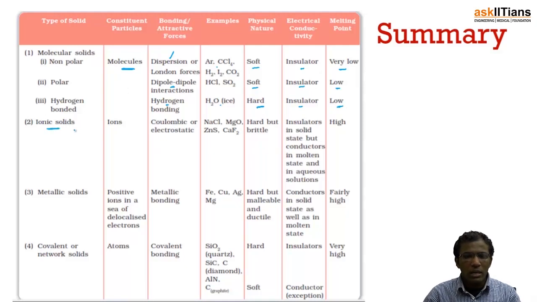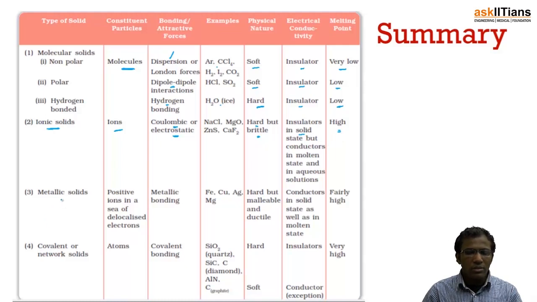Then I discussed ionic solids, which have ions as their constituent particles, and the attractive forces are Coulombic or electrostatic forces. Examples are given. All these are ionic solids. Due to the presence of strong attractions, these are hard and brittle, and they are insulators in solid state, but they are conductors in molten as well as aqueous solution state, and they also have a high melting point.